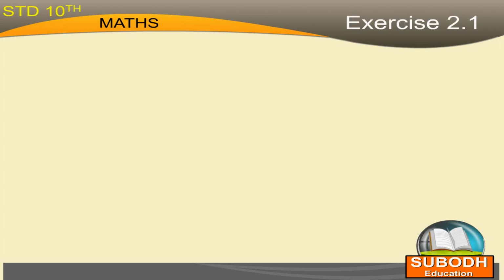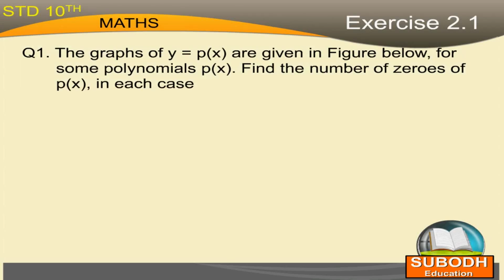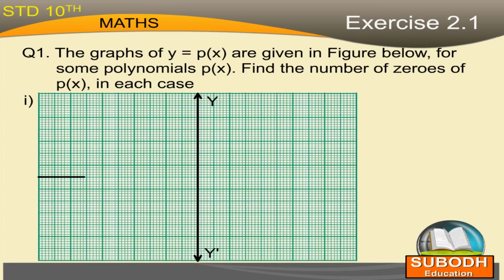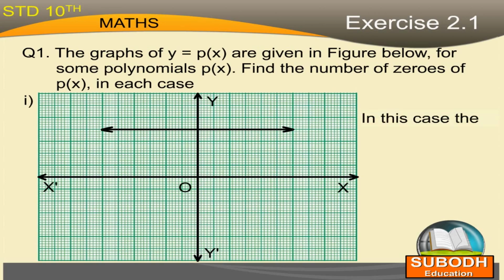Exercise 2.1. Question first. The graphs of y equals p(x) are given in the figure below for some polynomials p(x). Find the number of zeros of p(x) in each case. In the first case, the line does not intersect the x-axis. Therefore, in this case, the number of zeros of the polynomial p(x) is 0.